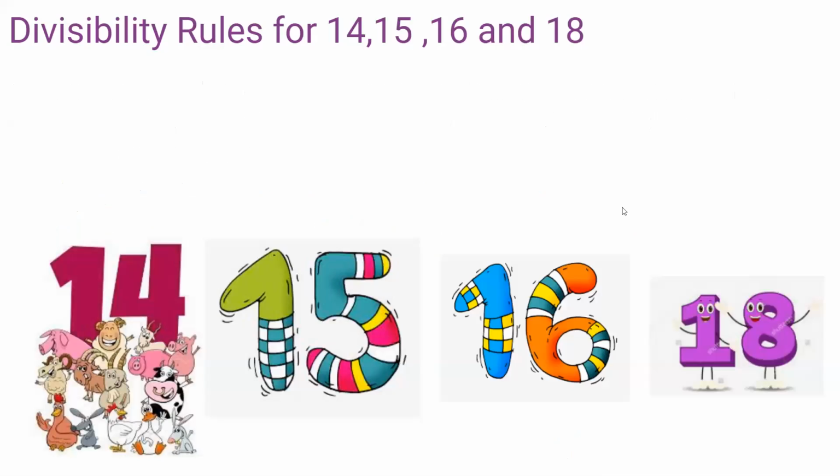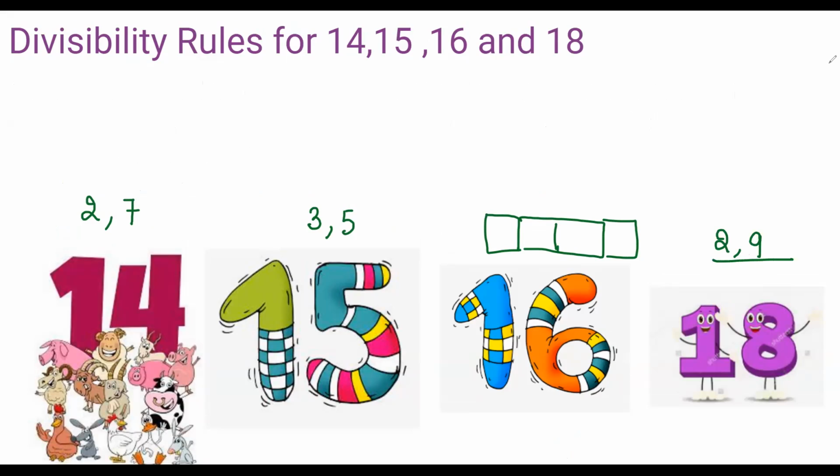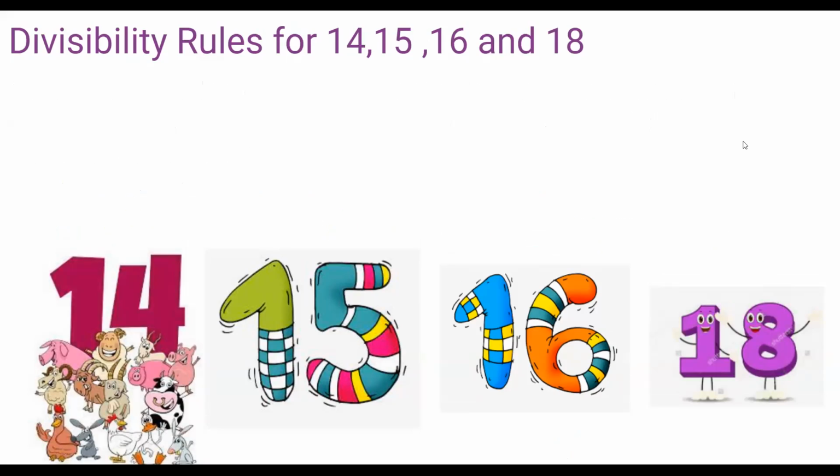Now, divisibility rules of 14, 15, 16, and 18 are also very easy. Here you have to check 2 and 7. Here you have to check 3 and 5. Here you have to check the last 4 digits, because till 8 you are checking 3 digits. For 16 you have to check 4 digits, and here you have to check for 2 and 9. So that way you can check for these composite numbers.